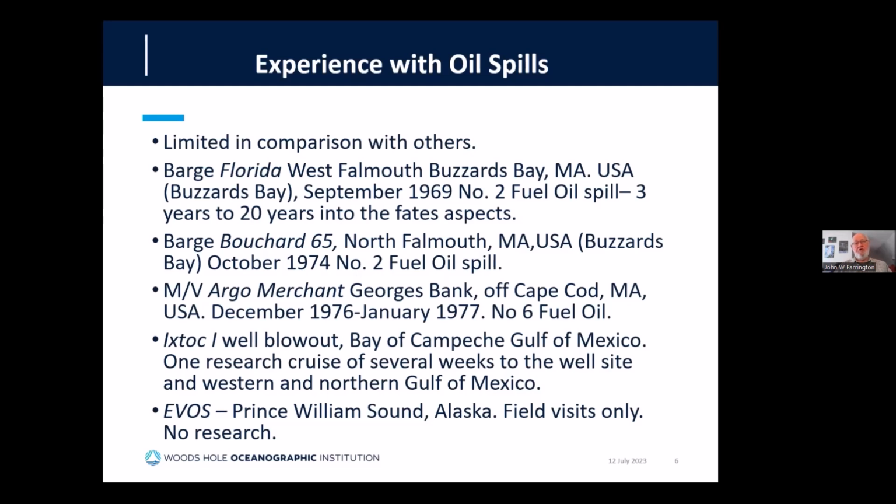Fortunately, unusual circulation conditions at the time carried that spill offshore. And by the time we got back out in January, it was very difficult to find any oil except in very few places. If the circulation had been different, it would have been very much of a problem for Nantucket and the outer Cape Cod.